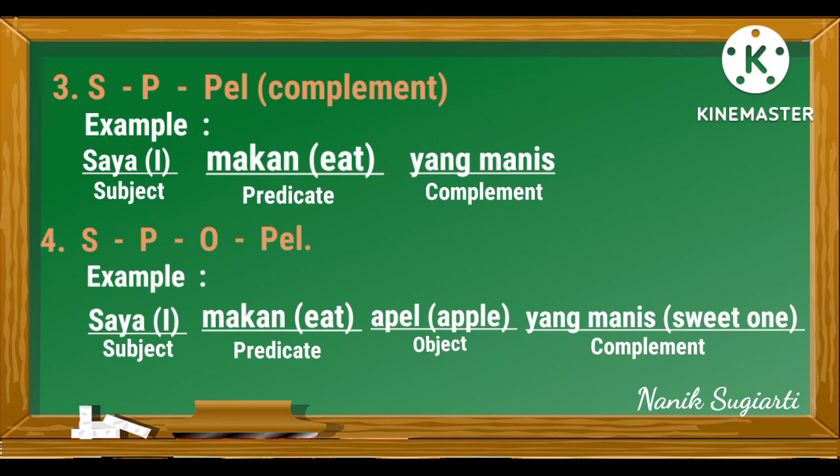4. SPO Pel. Example: Saya, I, subject, makan, eat, predicate, apel, apple, object, yang manis, sweet one, complement.